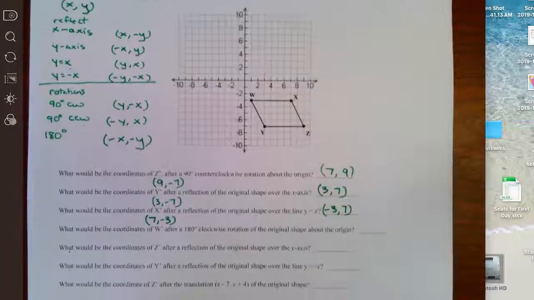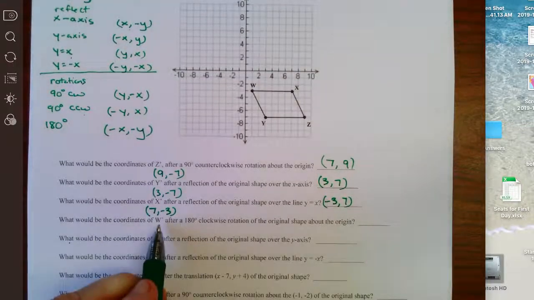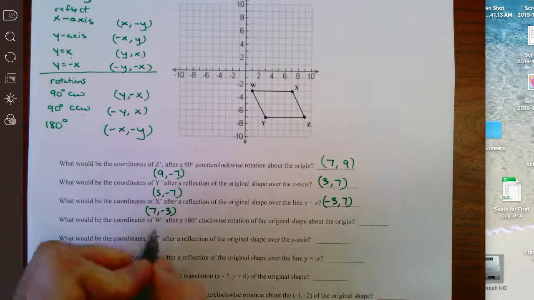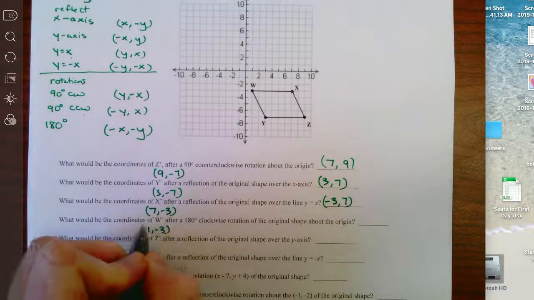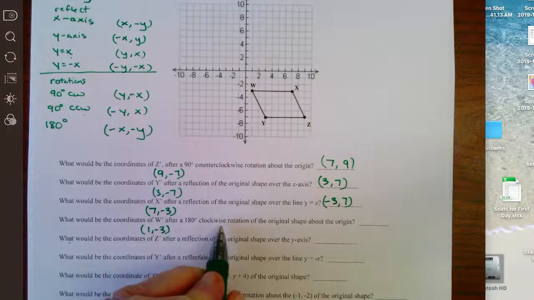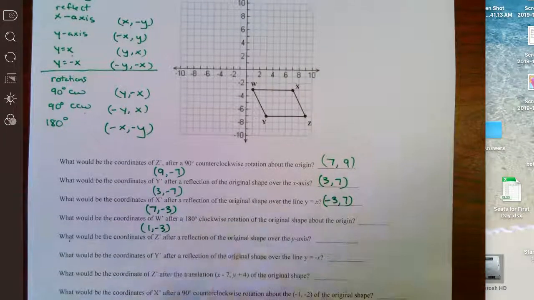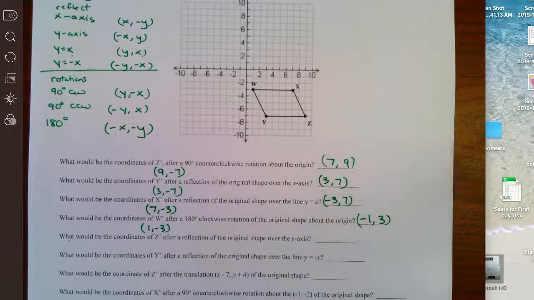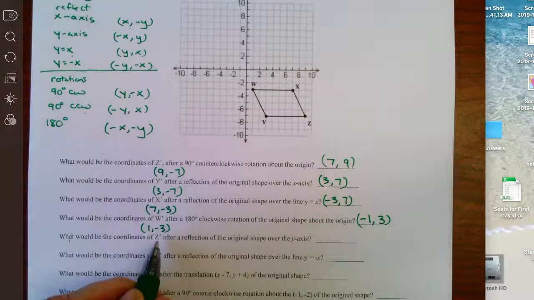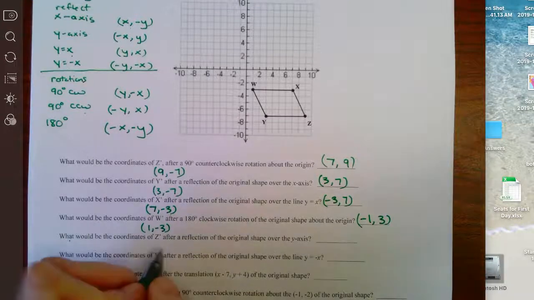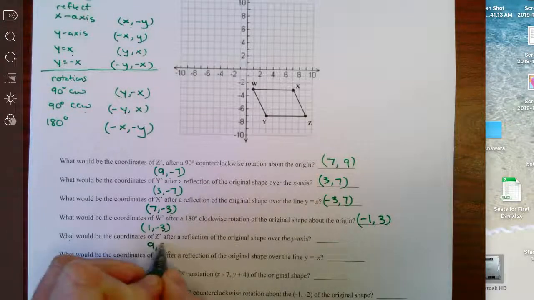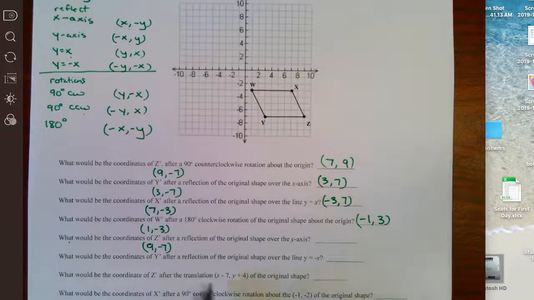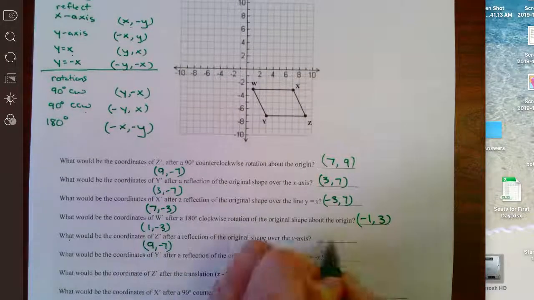Okay. All right, we're going to take w, what are the coordinates of w after 180 degrees clockwise rotation? Okay, so x and y switch signs. So we're going to go negative 1 and a positive 3. Okay, so now we're going to work with z. So we have 9, negative 7 is the original z, and we're going to reflect over the y-axis, so the x value changes signs.